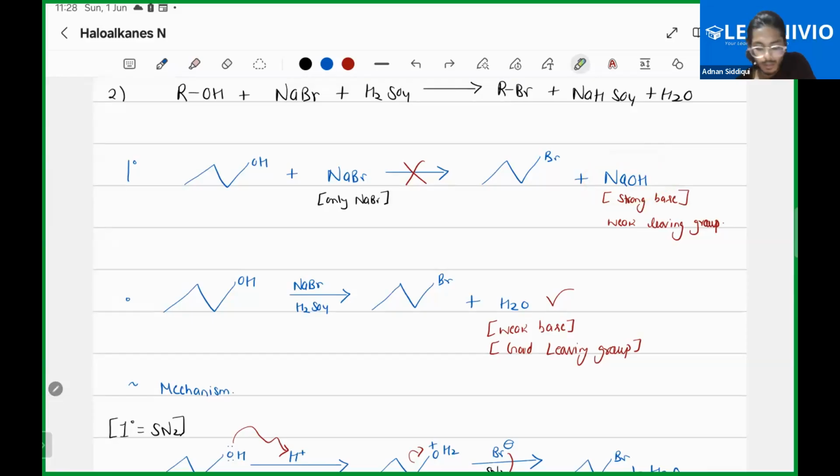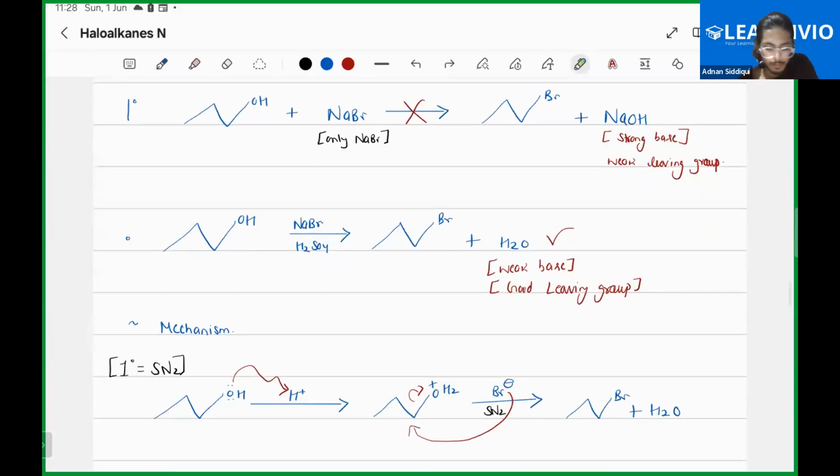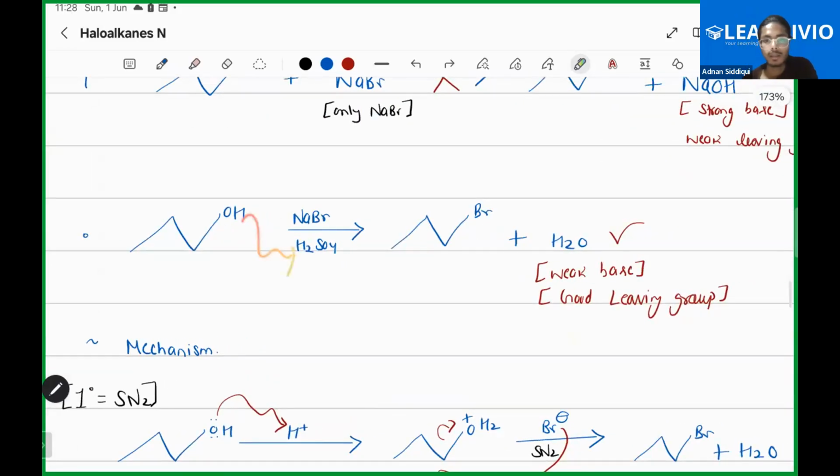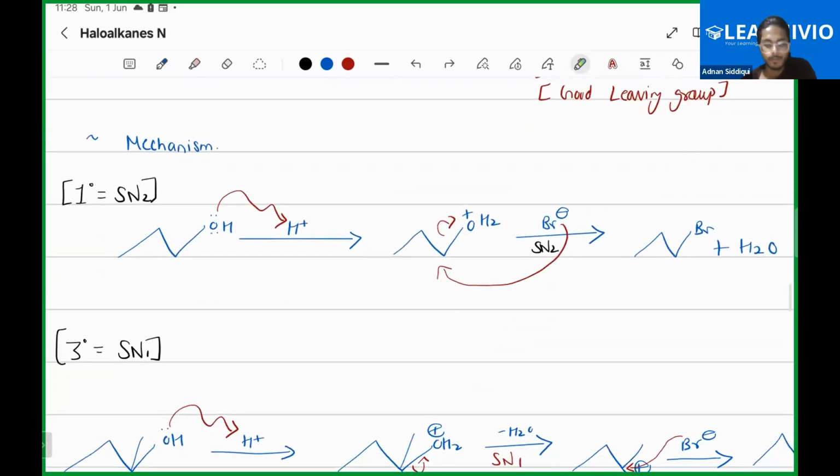Yes, sir. So what should be our priority? We have to convert this strong base or weak leaving group into something which is a good leaving group. So for this, we are reacting it in the presence of H2SO4. In the presence of H2SO4, the leaving group will be H2O. And H2O is a weak base and a good leaving group. So let us understand how it is happening.